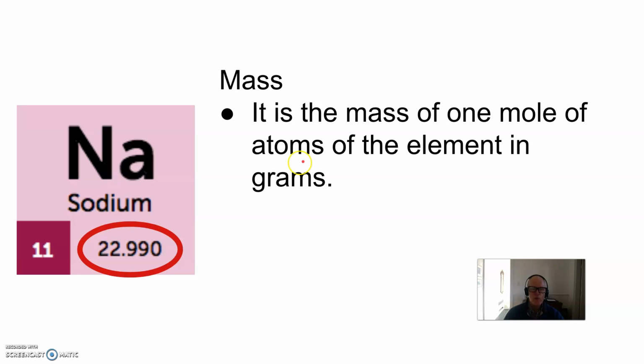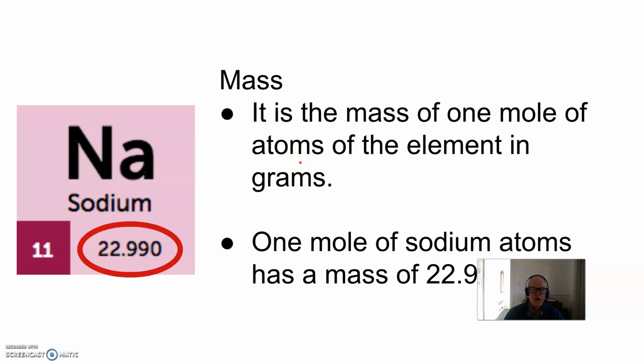So the mass on the periodic table can also be the mass of 1 mole of atoms of the element written in grams. So looking at this number on the periodic table, we can say that 1 mole of sodium atoms has a mass of 22.990 grams. So if we weigh out 22.990 grams of sodium, we know exactly how many atoms we have because we know how many atoms are in 1 mole of atoms.